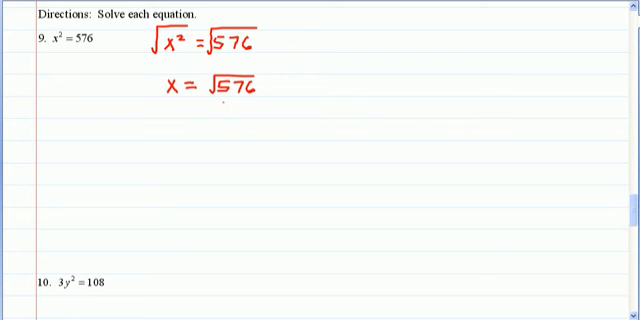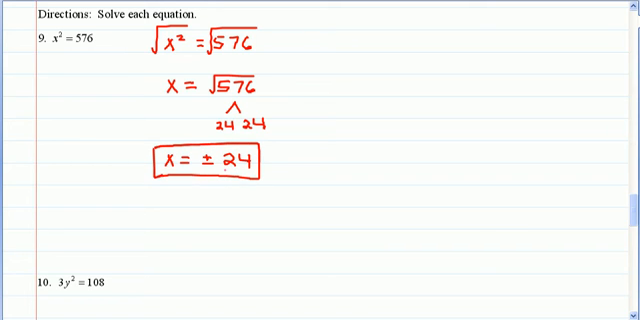So what would help is if you memorize the first 25 perfect squares, so that when you see a number like 576, you know that it's 24 times 24. So since the square root of 576 is 24, since we have an equation, we have to include a plus or minus in front. So x is equal to plus or minus 24.